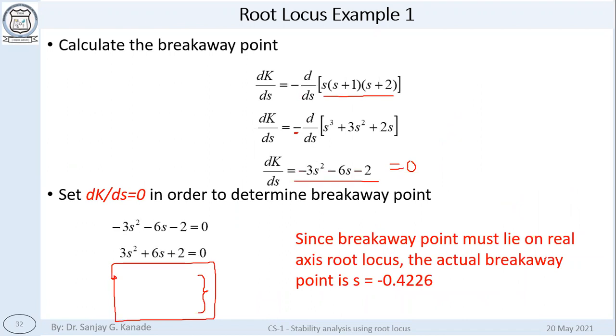So since the breakaway point must lie on the real axis root locus, the actual breakaway point is s equal to minus 0.4226. Okay, so we got our breakaway point also.